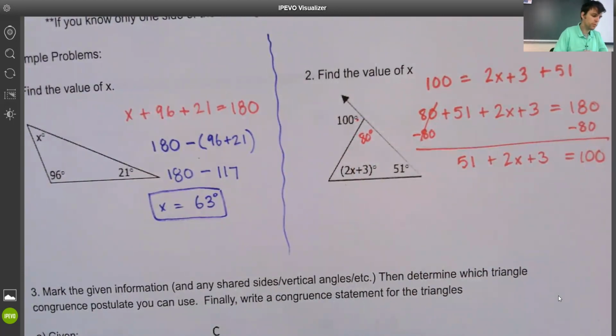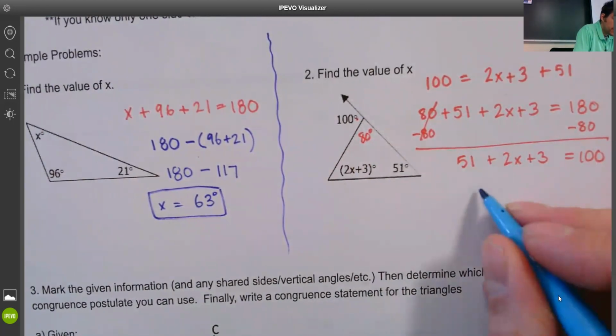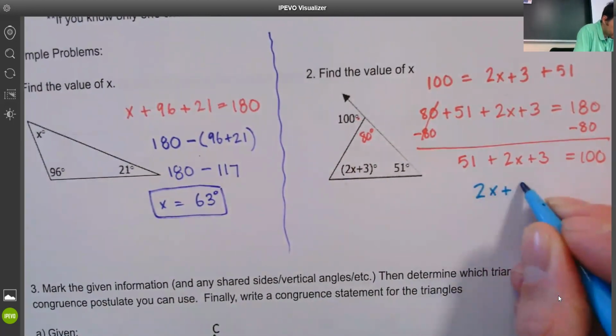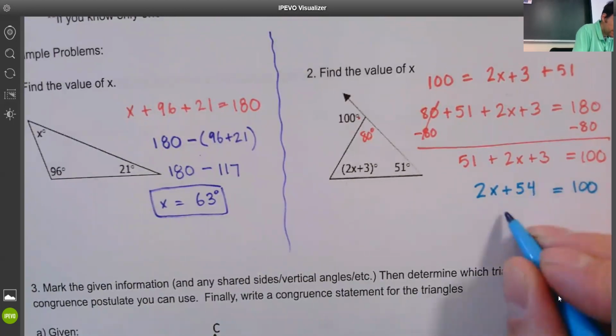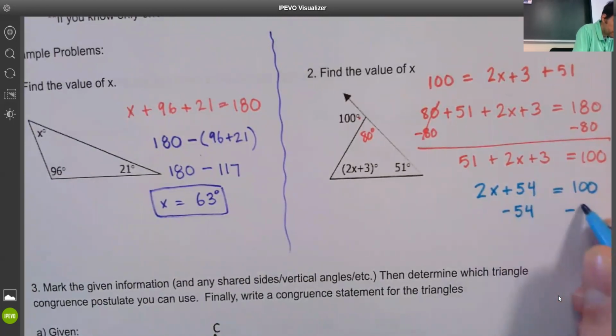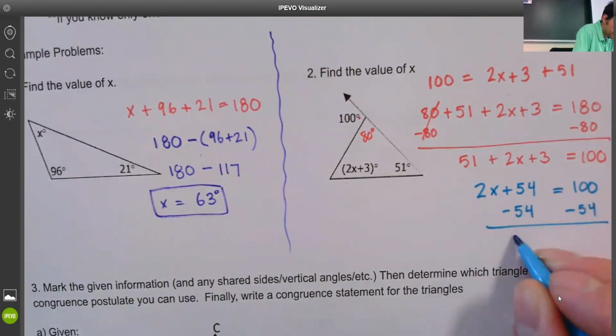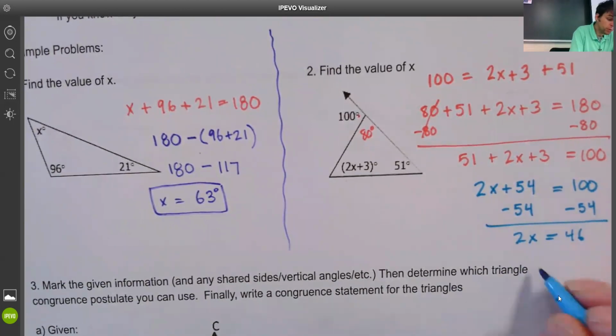Anyway, let's go ahead and finish this one off. I'll go ahead and finish solving this. Subtract 54 on both sides. And I get 2x equals 46. And then I can divide by 2, and we'll figure out that x is equal to 23. And there we go.